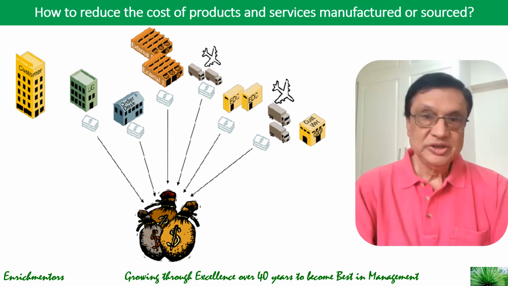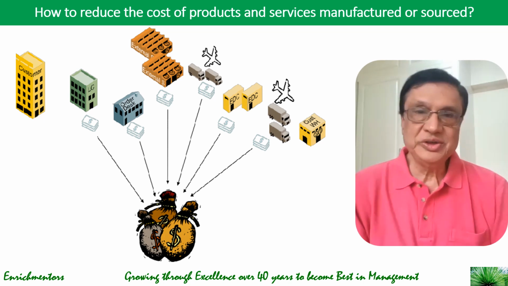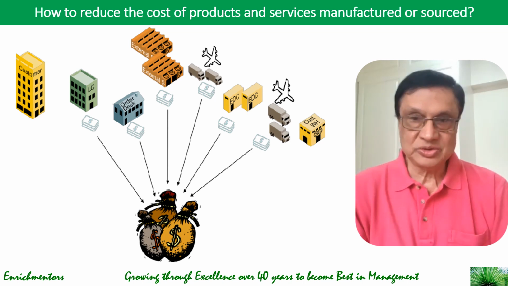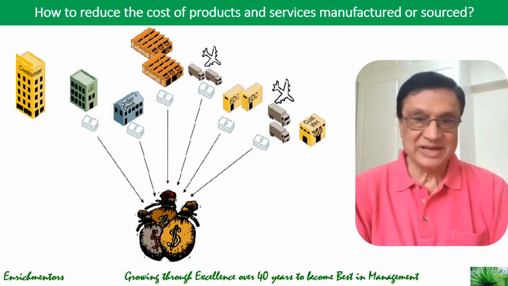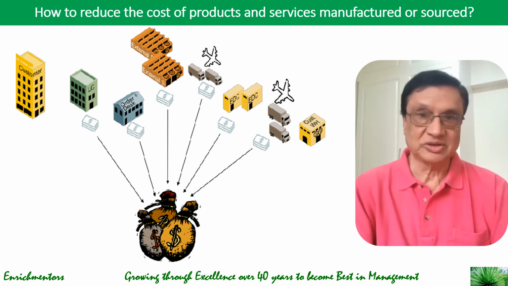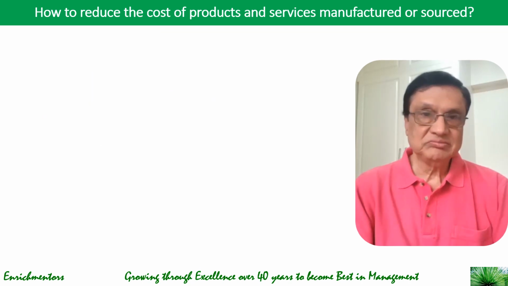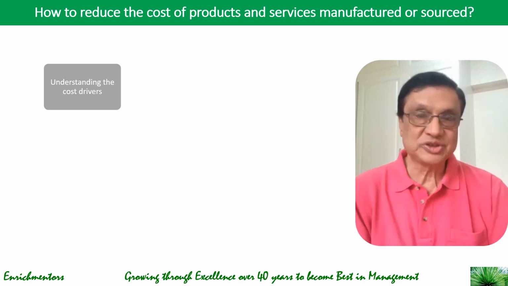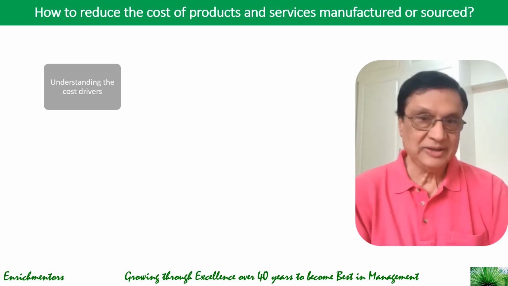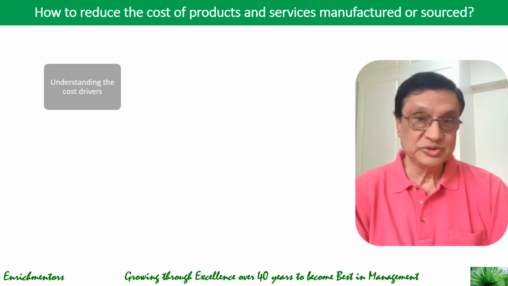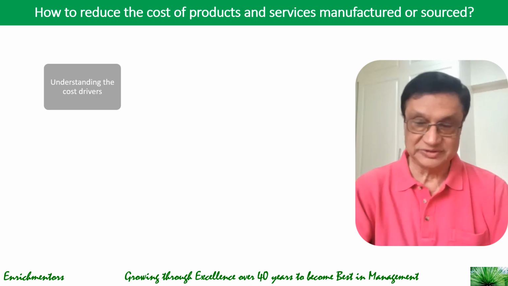Good. So question for you: how to reduce the cost of products and services manufactured or sourced, right from customers to suppliers, or the entire supply chain including your manufacturing operations or service manufacturing operations. Any thoughts? See, the way you need to do it is to start with understanding the cost drivers. What drives the total cost, and how to do that, we will talk about. So first you need to understand what drives the cost. Is it your fixed overheads? Is it your labor? Is it a particular raw material? So you need to understand what the key cost drivers are.